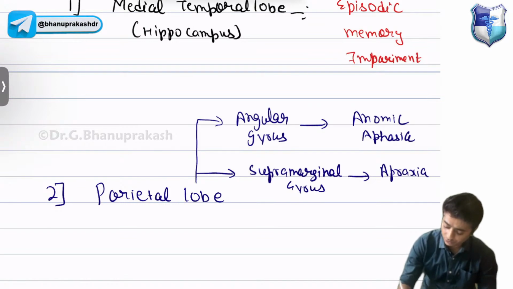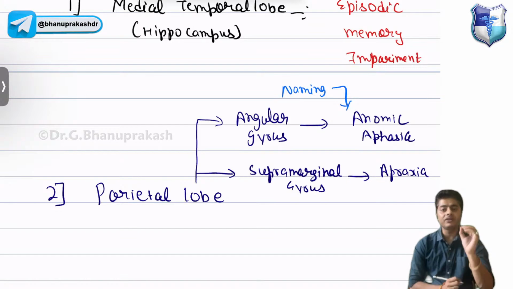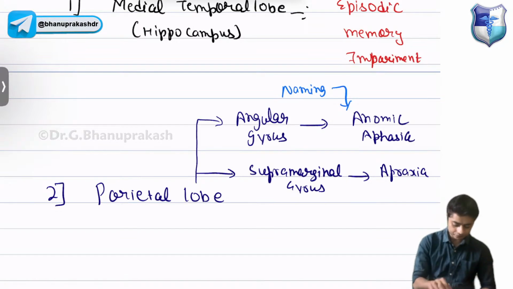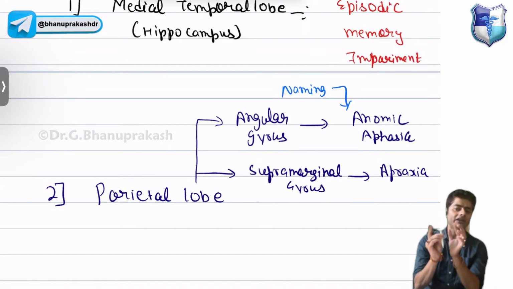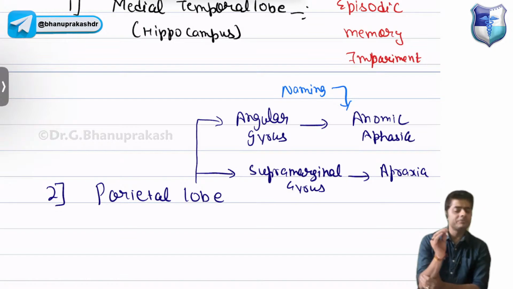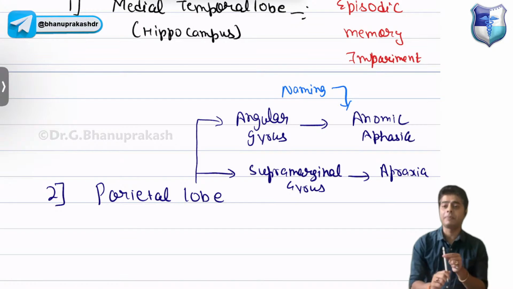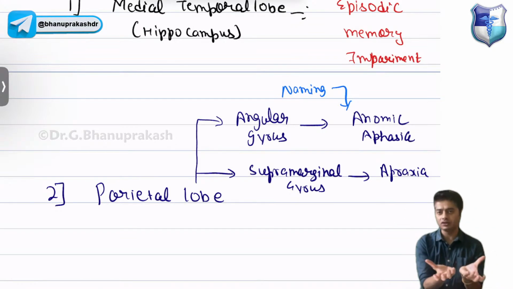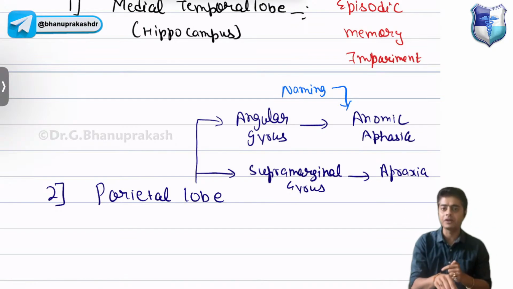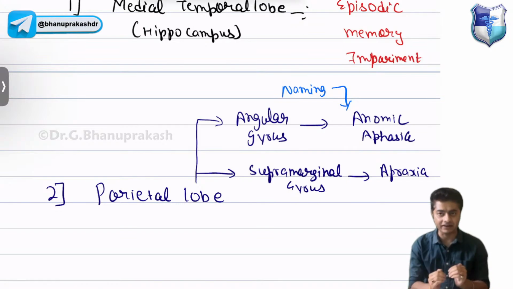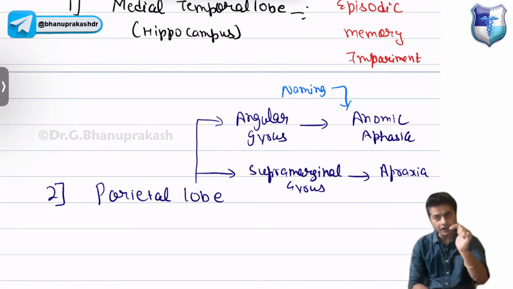Anomic aphasia is when there is difficulty in naming any object. Suppose you ask me what this is. I will tell you this helps in writing, I write with this object, it is very good, but I can't say this is a pen. I will tell all things related to this thing, but I can't name it. So only naming is affected in anomic aphasia.